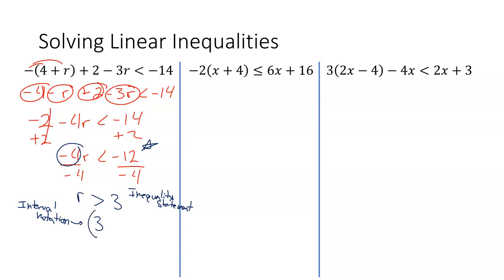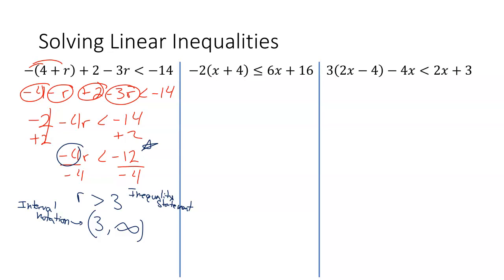a parenthesis. And then, what mathematical symbol do we use if we just keep going forever? So from 3 to infinity. So this is our interval notation, saying that R has to be all values from 3, non-inclusive, to infinity.